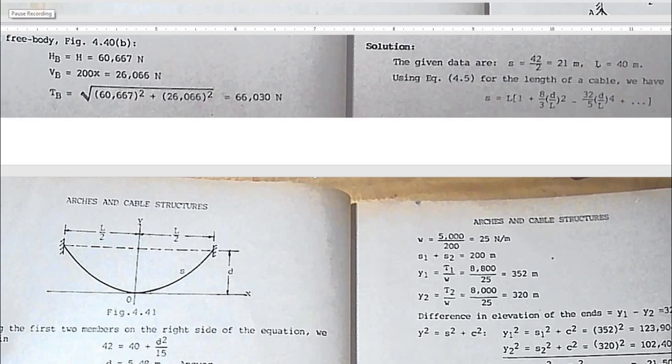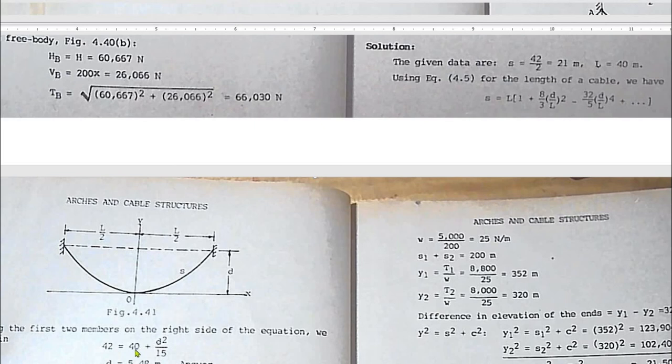Okay, so let's repeat. 8/3 divided by 40 squared will give you 1.67 times 10 to the negative 3, no? And then you multiply that by 40 will give you 0.067. If you convert that to fraction, that is 1 over 15, which is this.